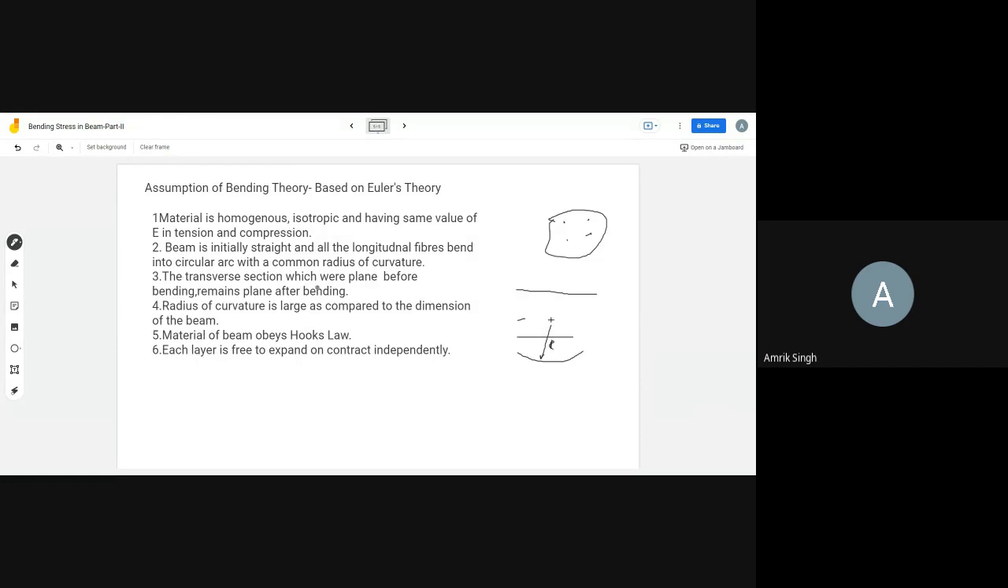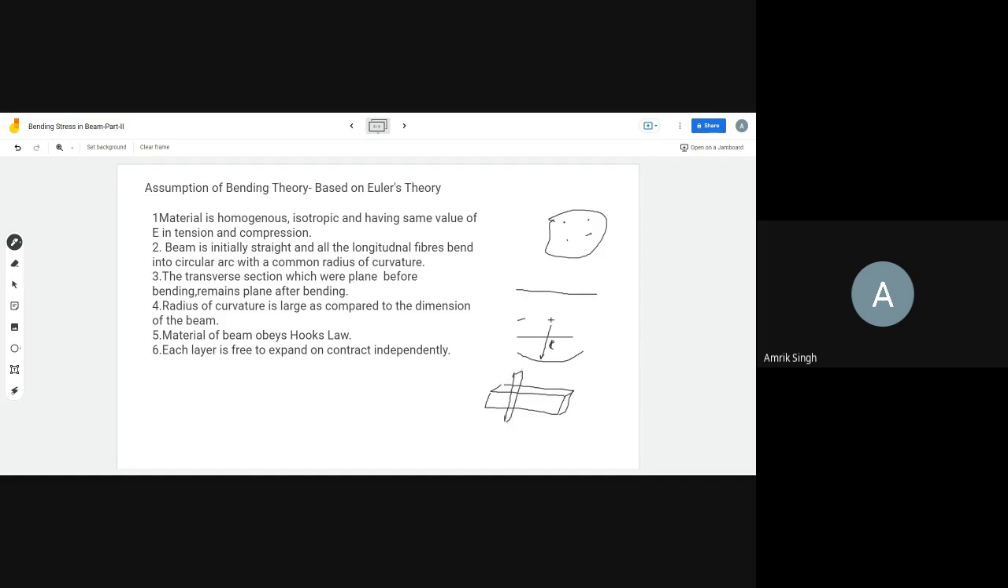The transverse section which was plane before bending remains plane after bending. Suppose this is a beam, and it is having a shape like this. It is of circular shape, rectangular shape. So suppose I take a plane here.